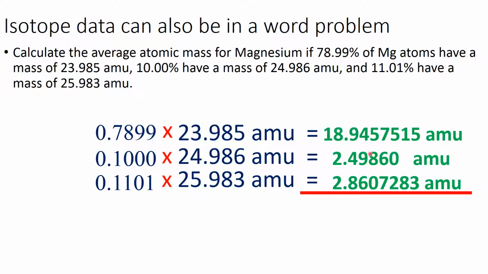If you want to avoid all of this, there's a trick. Your calculator knows the order of operations, and multiplication happens before addition. So if you do the first number times the second number, and then instead of hitting the equal sign, hit plus, and then 0.1 times 24.986 plus 0.1101 times 25.983, and then hit the equal sign, and you'll get a total down here, but you won't have to have all of these intermediate numbers.